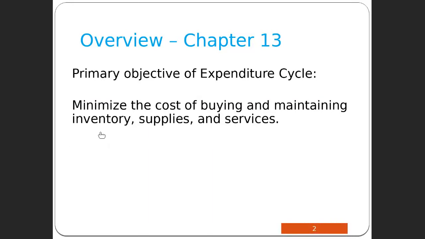So every business needs to buy inventory that it either uses to manufacture goods or sells to customers, if they're buying ready-made goods and selling them. And they need supplies and also need services such as cleaning, security, etc. The expenditure cycle's job is to order those goods and services and pay for them.